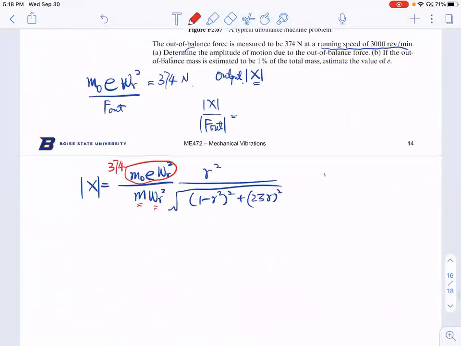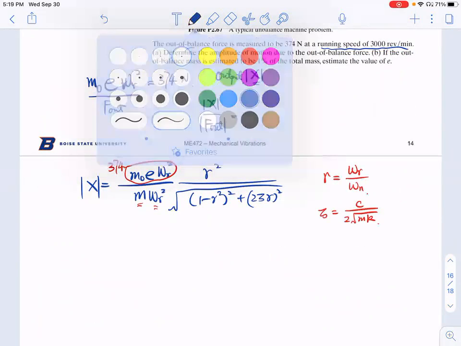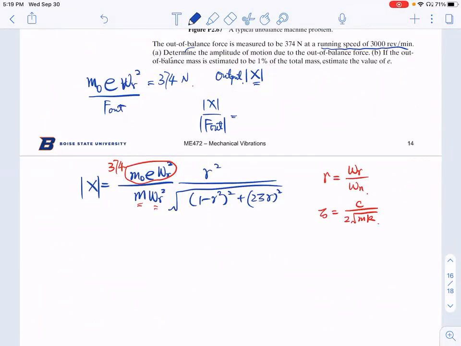And always remember your r is the driving speed over the undamped natural frequency. And then your zeta is c over 2 square root of mk, right? So once you plug all the system parameters in, you can replace the parameters by numbers and then get the magnitude. That's your part A.